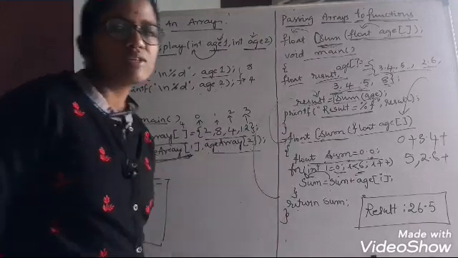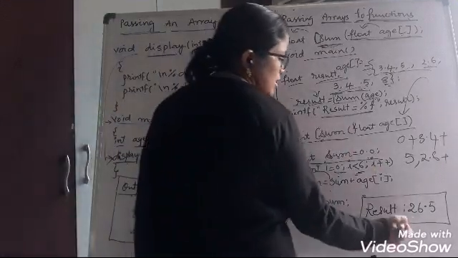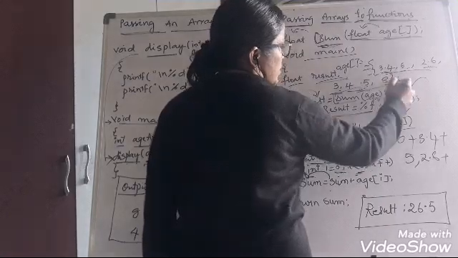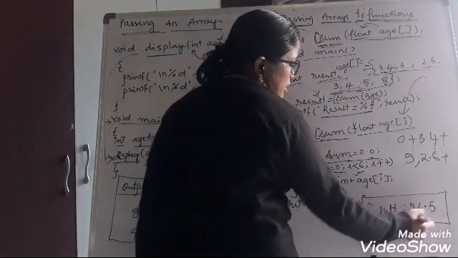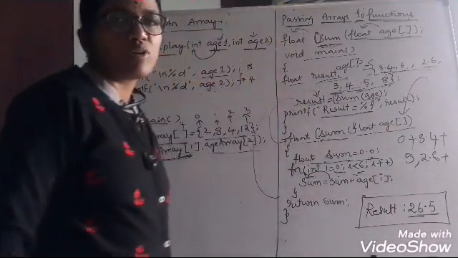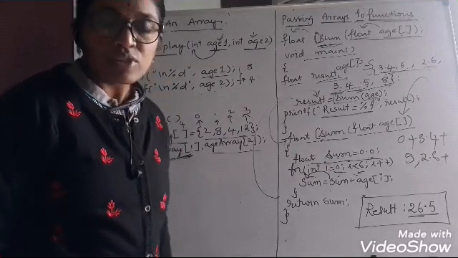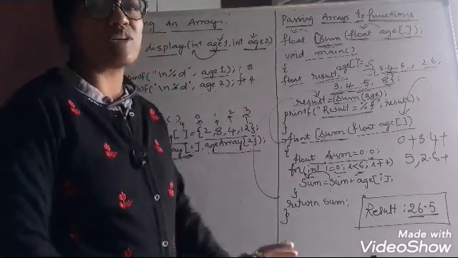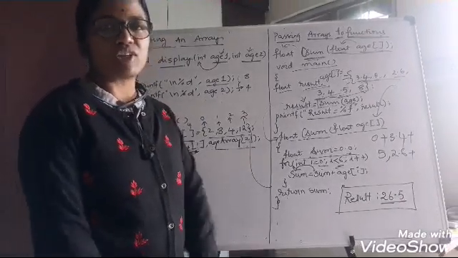So like this, these are the two ways. The result is the sum of all the array elements, which is nothing but 26.5, printed onto the screen. So hope you have understood these two concepts, strings and arrays with functions.